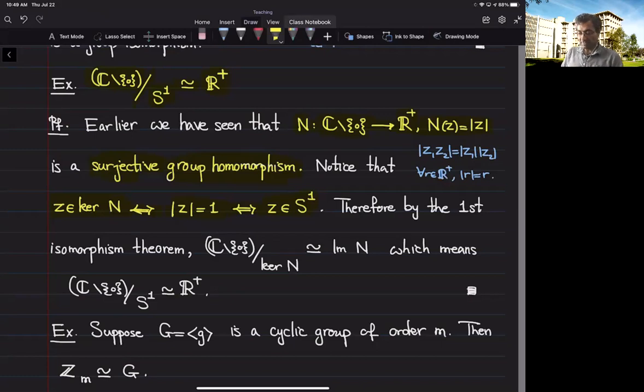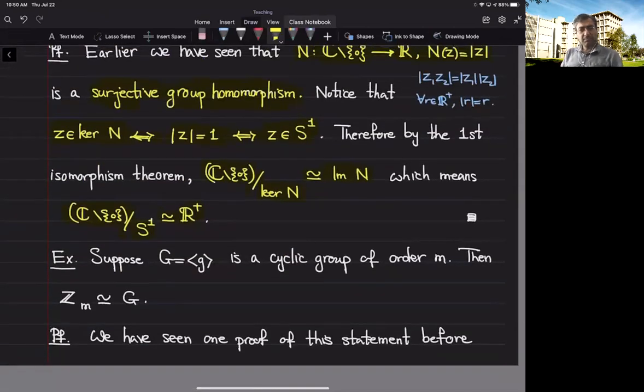By the first isomorphism theorem, the domain modded by the kernel of n is isomorphic to the image of n. Now, the kernel of n is S1, and the image of n is R plus because it's surjective. So altogether we get the claim that the set of non-zero complex numbers modded by the group of units, the unit circle, is isomorphic to R plus.